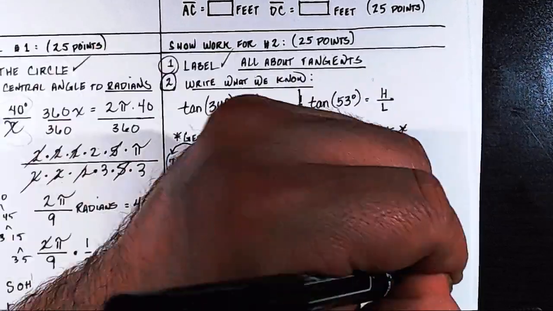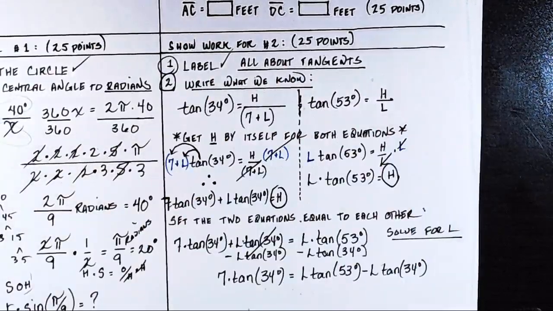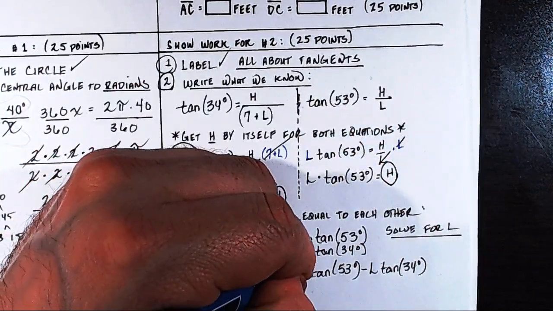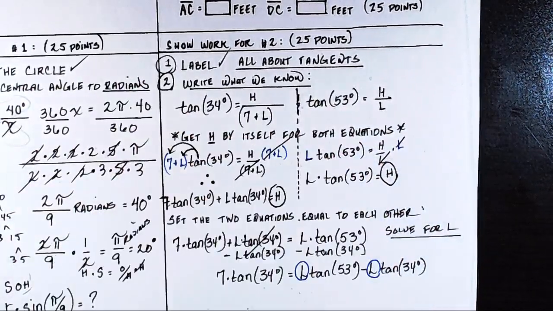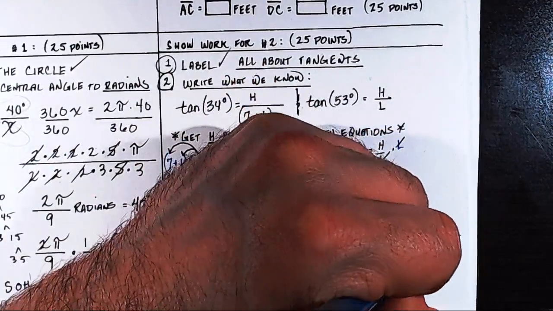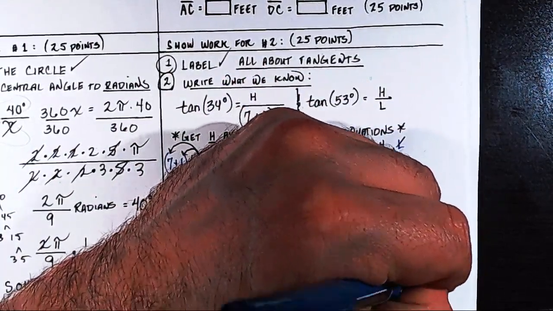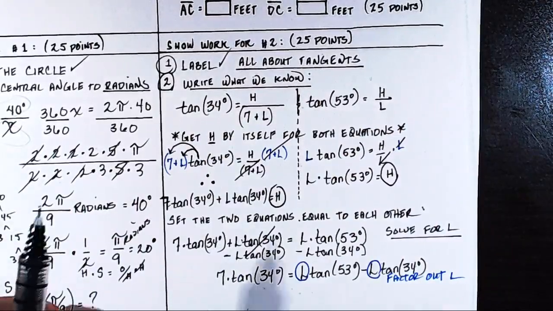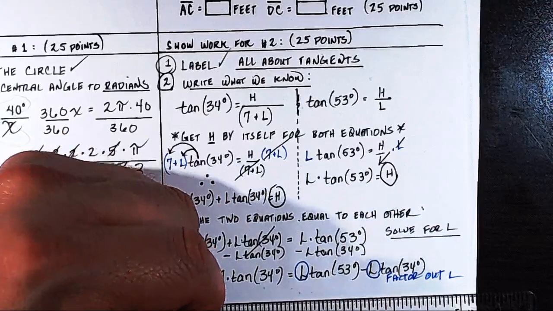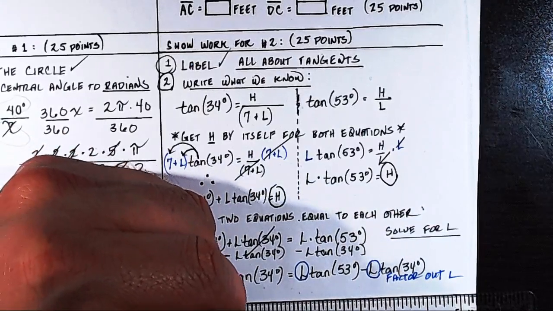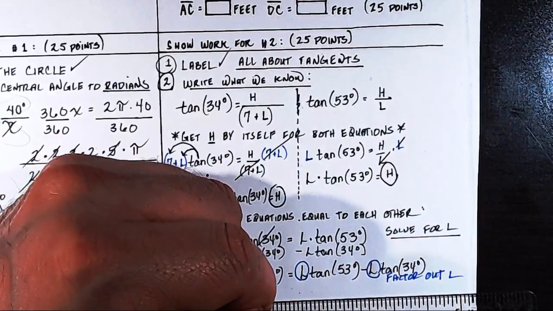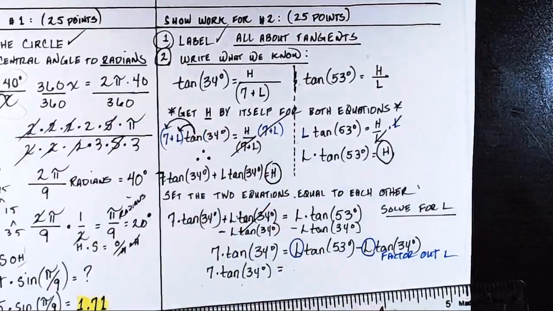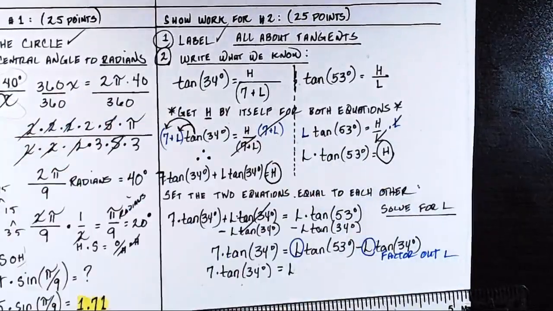tangent of 34 degrees. Okay, so now what I'm going to do is notice that I've got an L common to both terms right there, so I'm going to factor out the L. Over here on the left, I've still got 7 tan 34 degrees. But on the right, I'm going to factor out the L. So I'm going to pull the L out.